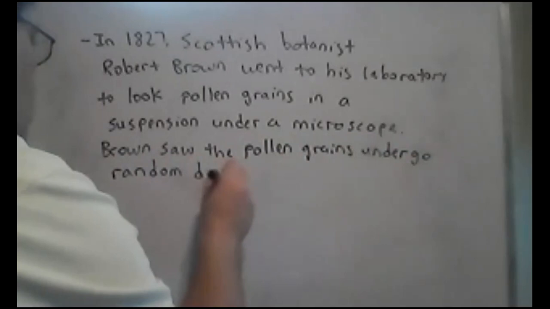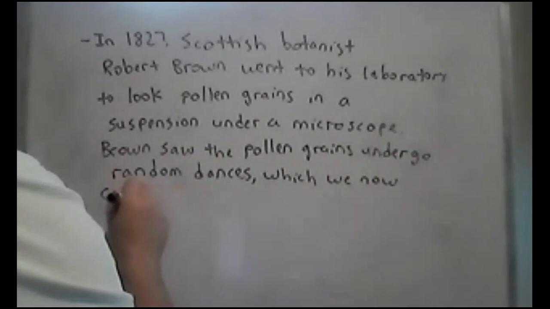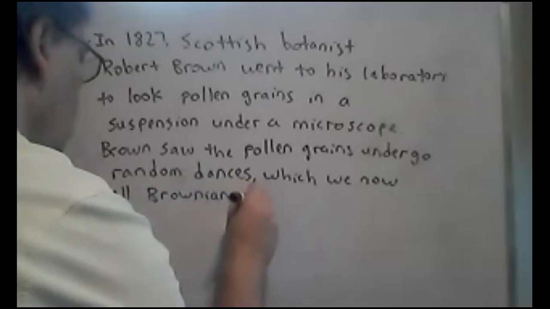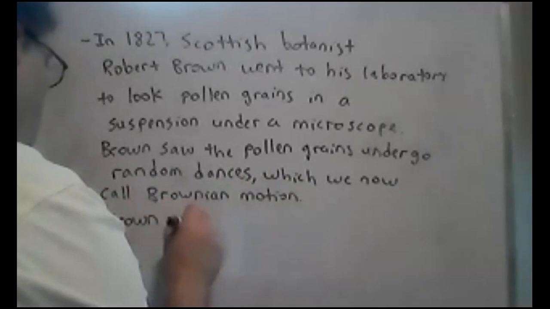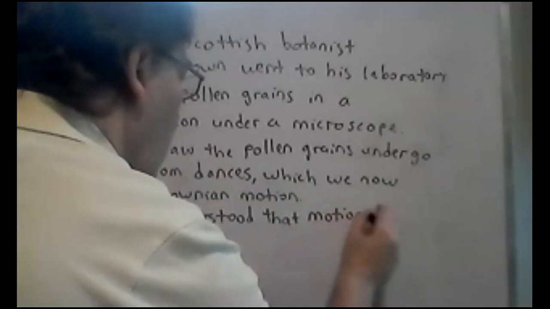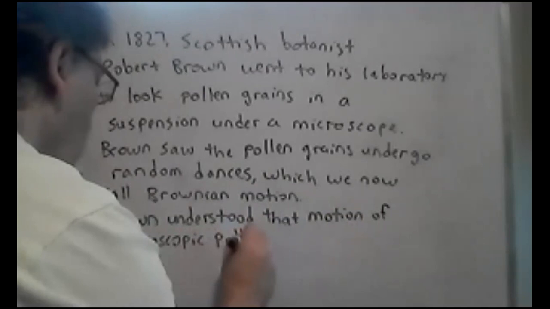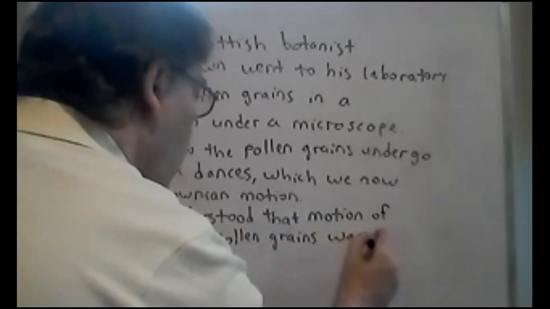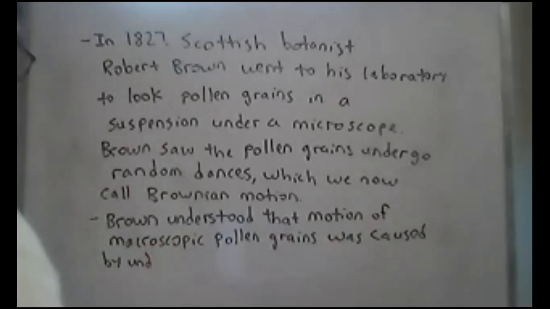Which we now call Brownian motion. Brown understood that this motion of macroscopic pollen grains was caused by unseen atoms colliding with them. If something's changing momentum, we know from Newton's second law that there has to be some kind of force that is causing that to happen. Right.